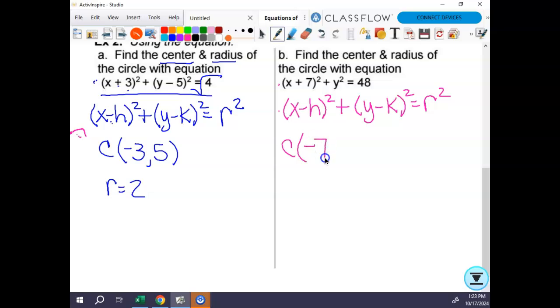-7. Very good. What would the y value be? 0. Very good. And then the radius would be the square root of 48. Now, one of the things within the stuff we are going to review is simplifying square roots, because that is the skill we need, whether for the SAT or the TSIA or for college algebra. 48 is not a perfect square.